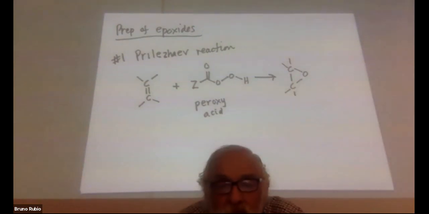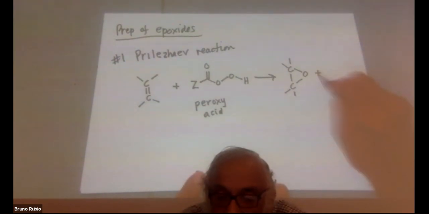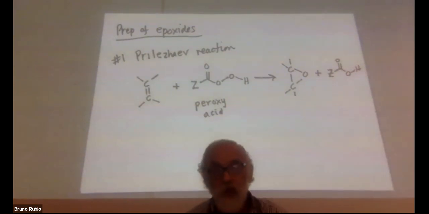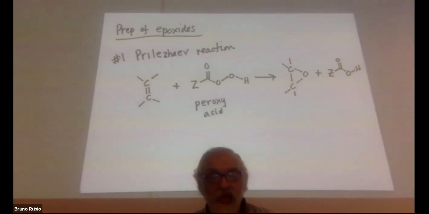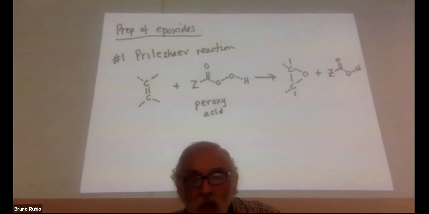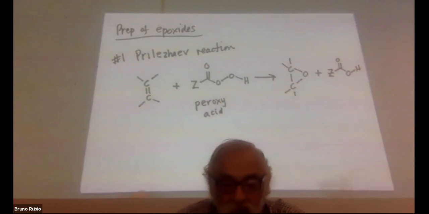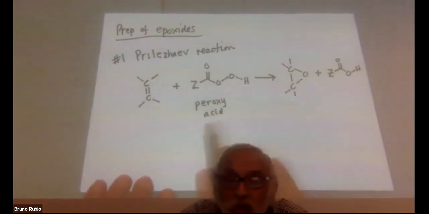Where the double bond used to be is now spanned by an epoxide oxygen, and the organic junk we don't care about is a carboxylic acid. So it's actually an oxidation reaction, where those carbon atoms of the alkene start life with 0 bonds to oxygen, but now they have 1 bond to oxygen each. So this Z here can be a lot of stuff.